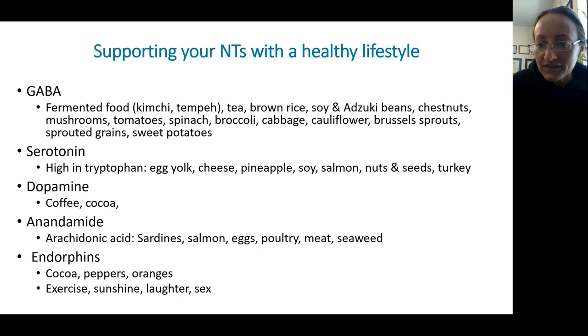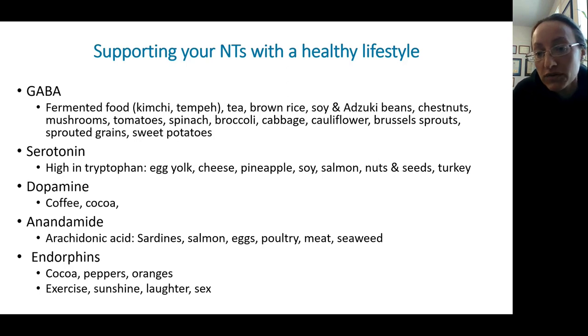So yes, there's all kinds of drugs and supplements that can modulate your neurotransmitters, but you can also support your neurotransmitter systems with a healthy lifestyle. So where do you get GABA from? You can find it directly in food, in that kind of umami food. It's in fermented food. It's in tea. Soybeans, mushrooms, and it's in vegetables like spinach and the cruciferous vegetables.